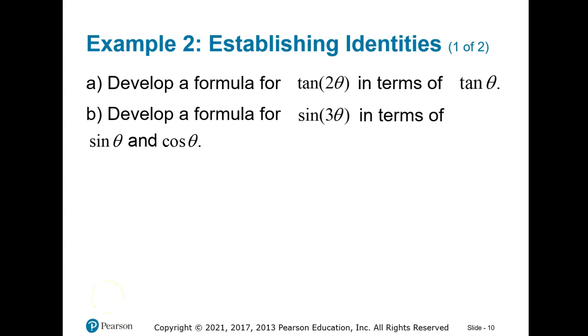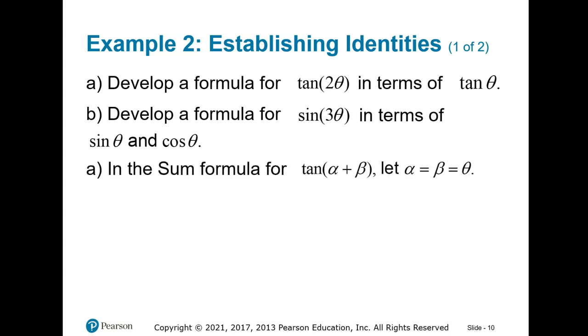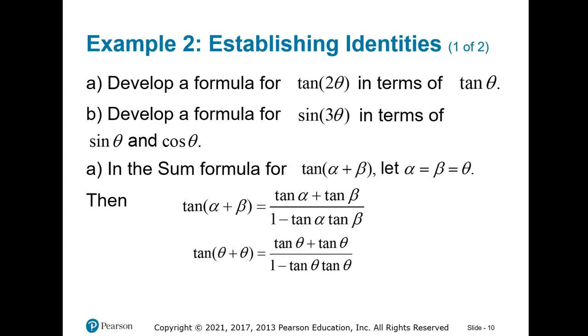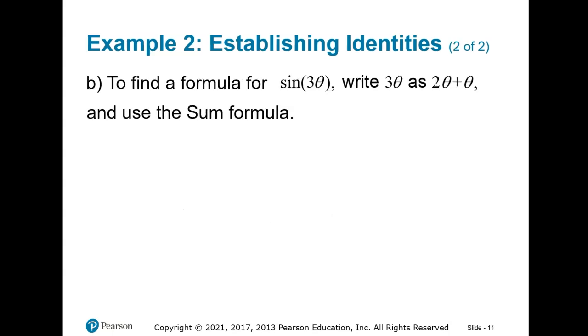All right, this one asks us to develop a formula for the tangent 2 theta in terms of tangent theta, and then take a step further and go sine 3 theta in terms of sine and cosine of 1 theta. So we can do the same thing that we did before to derive the double angle formula for cosine when we started the video. I can just replace alpha and beta in the sum formula for tangent with theta, and you can see I get a 2 tangent theta up top and a 1 minus tangent squared theta down in the denominator. So there is a double angle tangent formula.